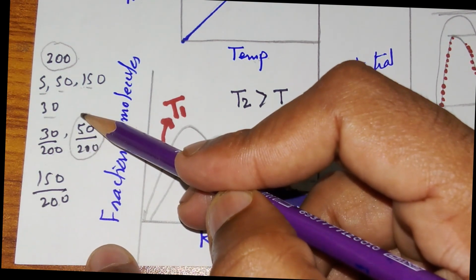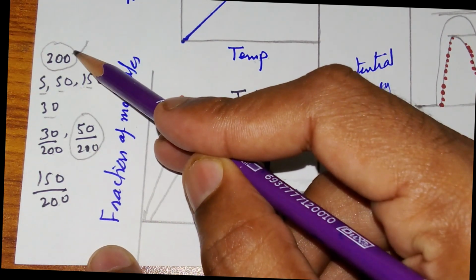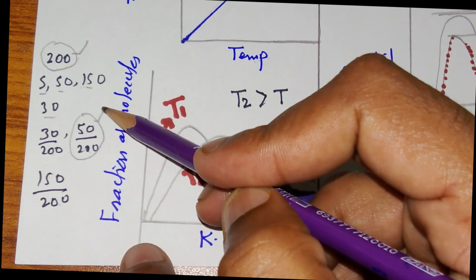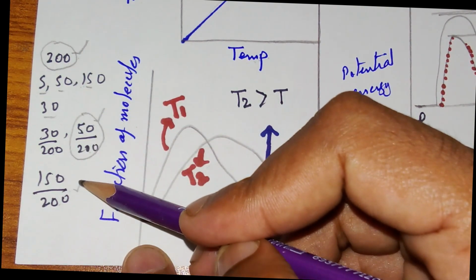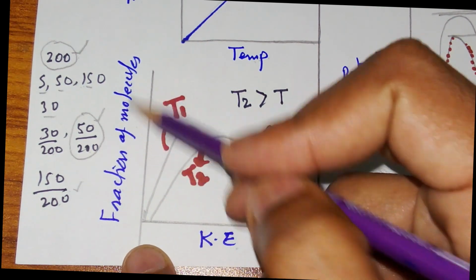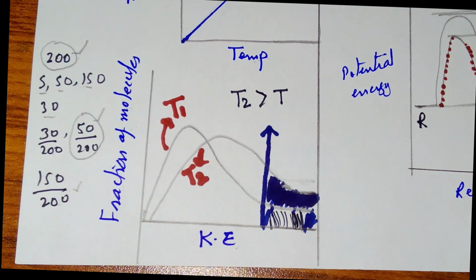So we can say that out of the 200 molecules, 50 molecules have this kinetic energy, and 150 molecules have this kinetic energy. So this is the fraction of the molecules. Fraction of the molecules means how many molecules out of the total molecules are undergoing the chemical reaction, and how many of the molecules will form the product.